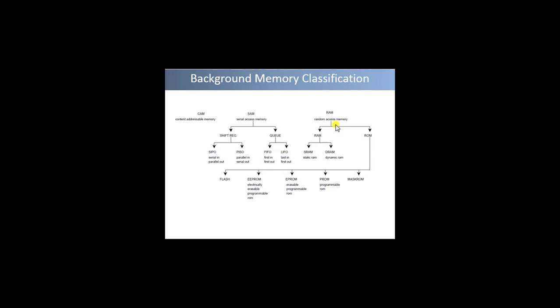The RAM is further divided into RAM and ROM. RAM is divided into two categories, which include static RAM and dynamic RAM, and the ROM part is divided into a number of implementations, which include mask ROM, programmable ROM, erasable programmable ROM, electrically erasable programmable ROM, and flash memory. So in this video we shall focus on implementation strategies of RAM, random access memory.